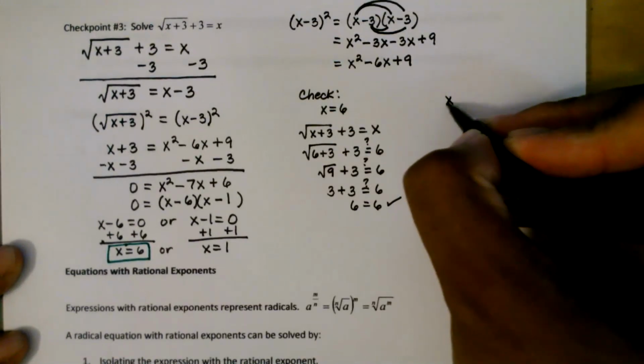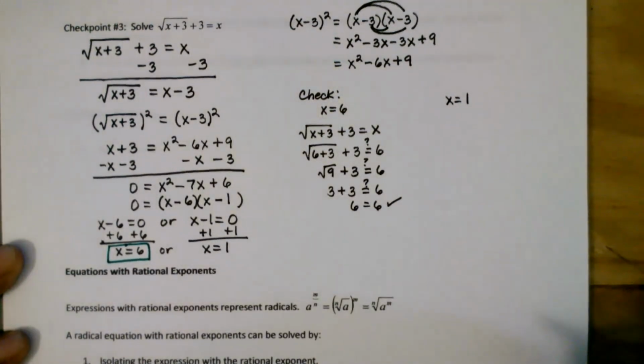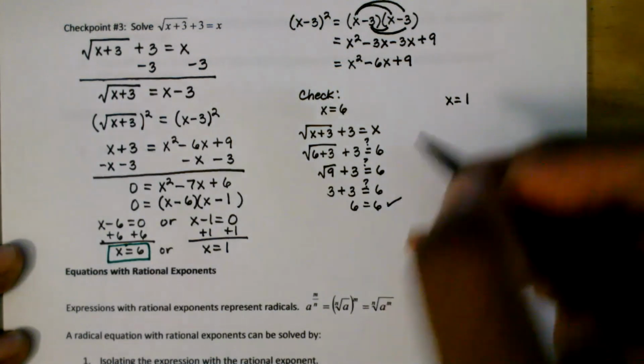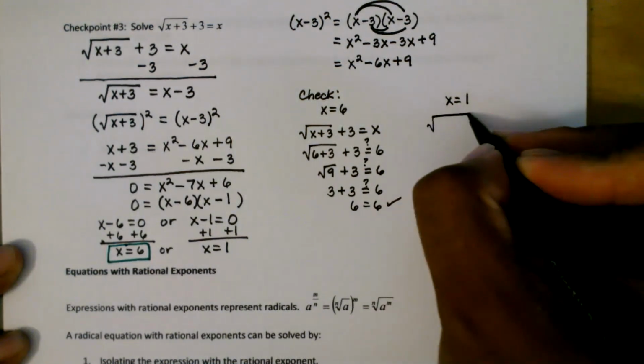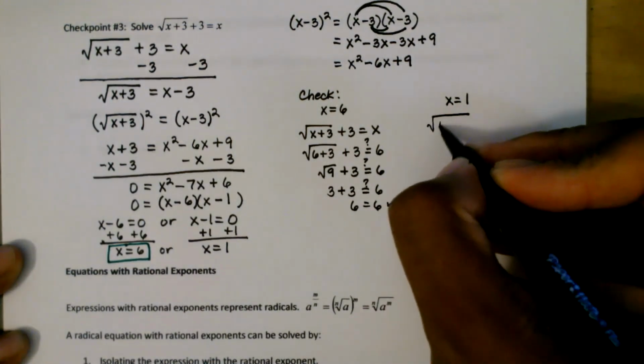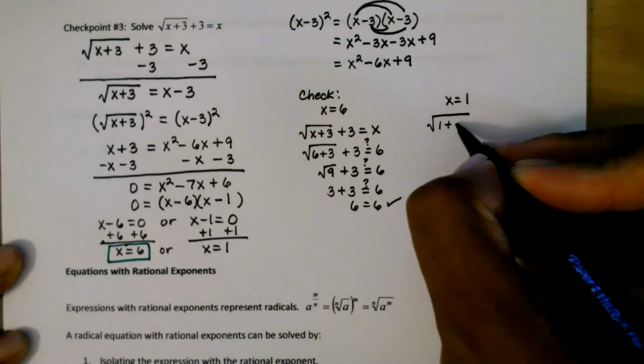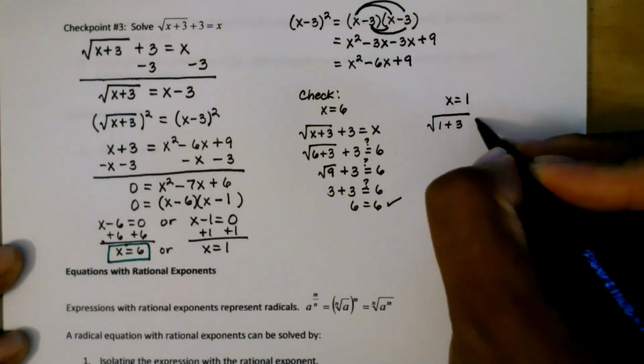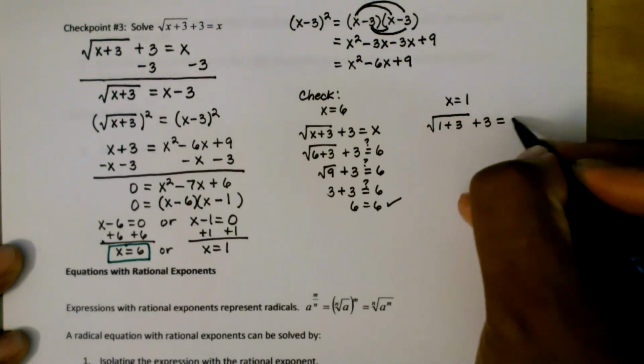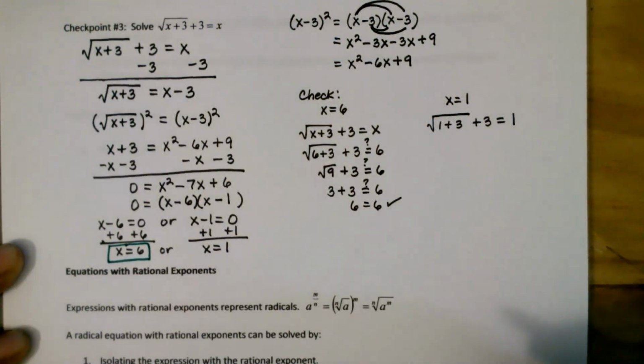And just to verify that x equals 1 is not a solution, I'll go ahead and check that as well. So the square root of x, I'm going to substitute with 1 plus 3, and then plus 3 on the outside should equal to x, which I'm substituting with 1.